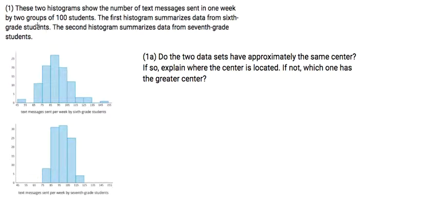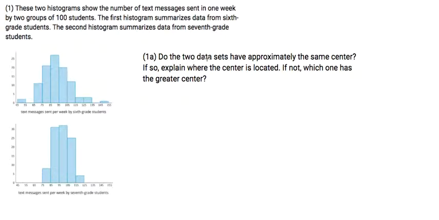So for number one, these two histograms show the number of text messages sent in 1 week by two groups of 100 students. The first histogram summarizes the data from 6th grade students, right here. The second histogram summarizes the data from the 7th grade students, which is right here.